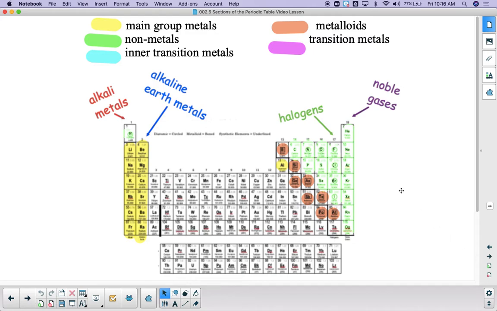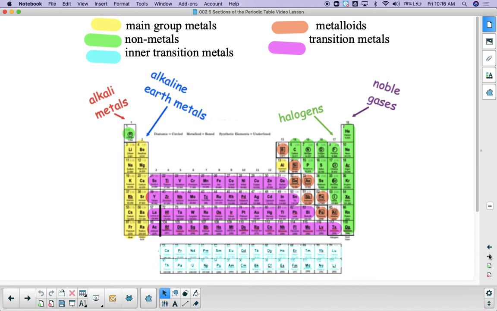Once you have the metals in place, the nonmetals become very easy to color because they're basically everything over and to the right of the metalloids. By comparison to the number of metals on the periodic table, there are relatively few nonmetals. The nonmetals also include hydrogen.